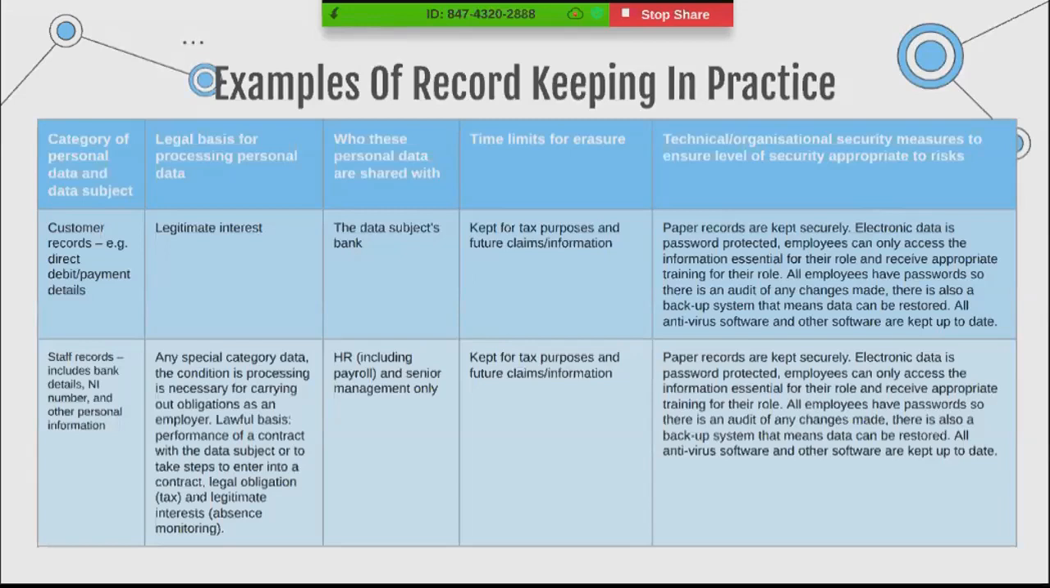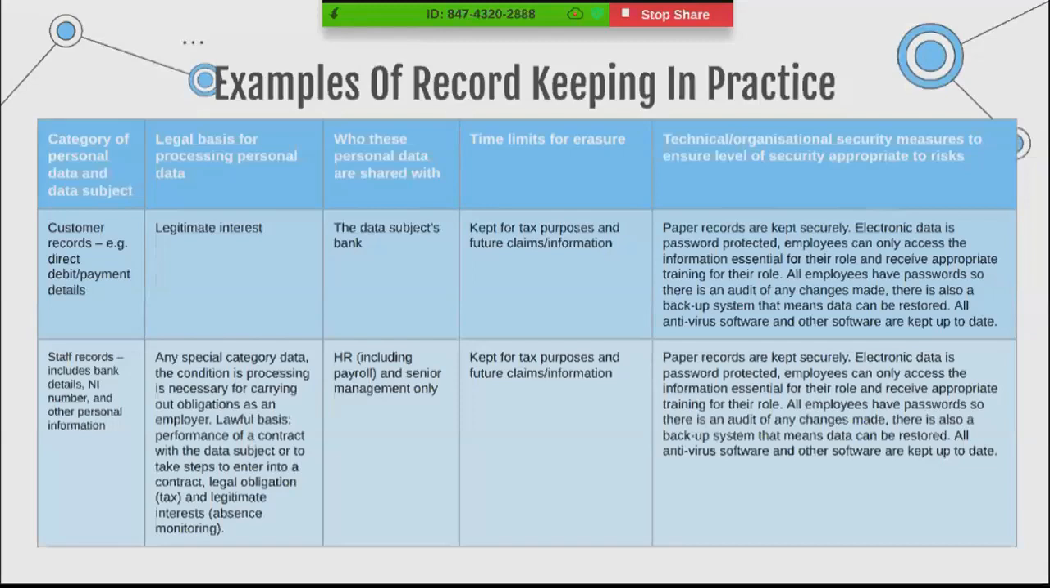So the lawful basis is the performance of a contract with a data subject or to take steps to enter into a contract, legal obligations such as tax, and legitimate interests such as absence monitoring, disciplinary monitoring, etc. So this should only be shared with HR and payroll and senior management only. We shouldn't have any member of staff accessing another member of staff's personal record, particularly if there are conversations relating to their health issues or disciplinary issues, etc. So again, it needs to be kept to those who it's relevant to.